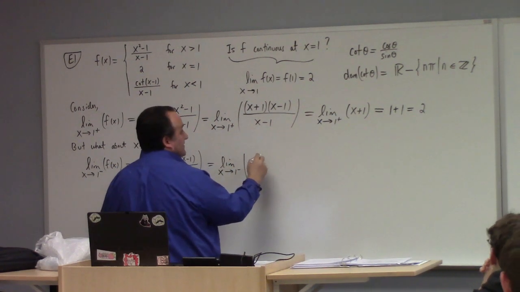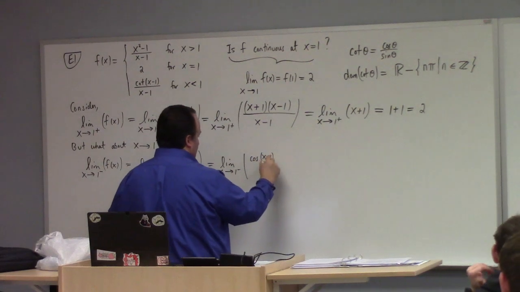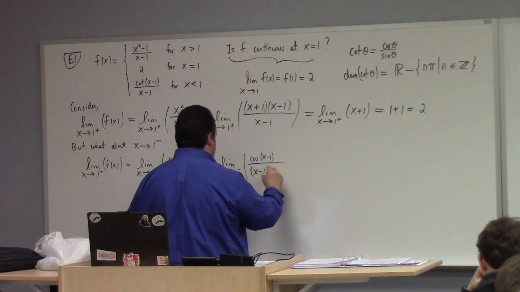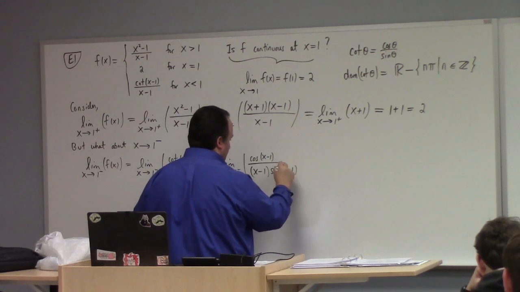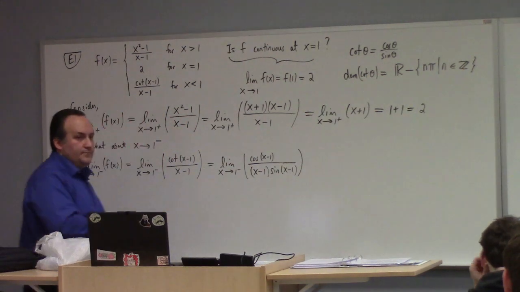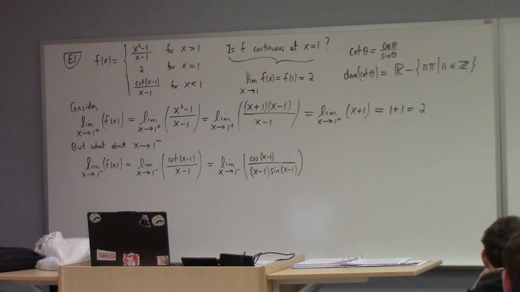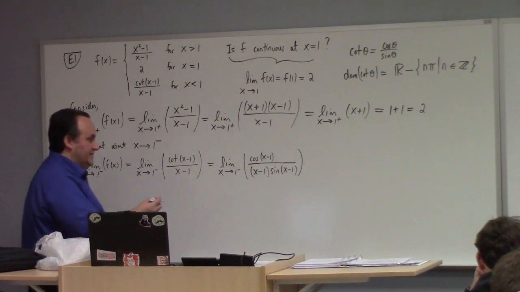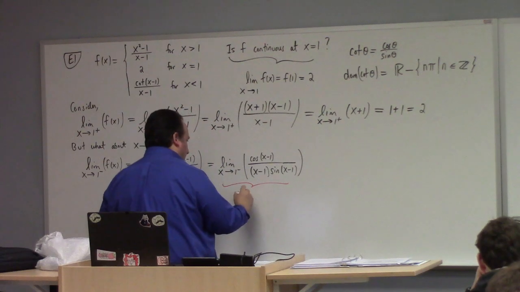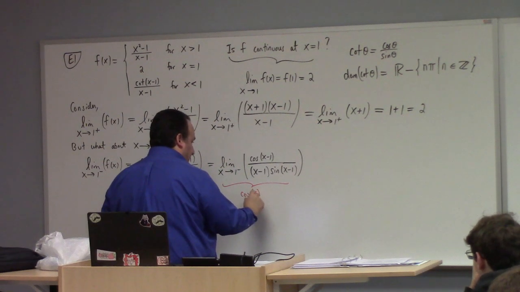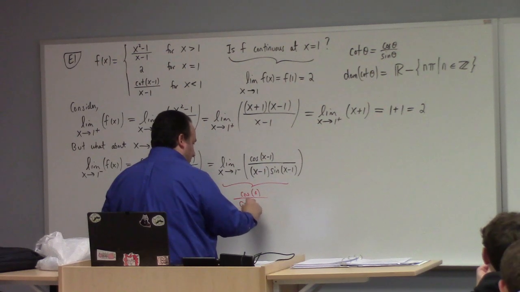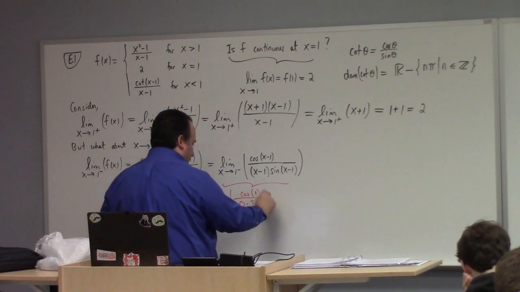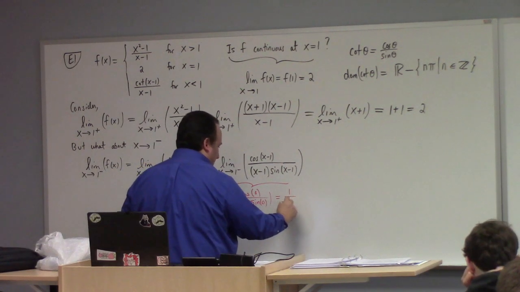So what that is is cosine of x minus 1, divided by x minus 1 times the sine of x minus 1, right? This is something that happens. We have to be able to deal with it. So what kind of type are we looking at here? This basically gives something of the form cosine of 0 over 0 times the sine of 0, which is really 1 over 0, all right?